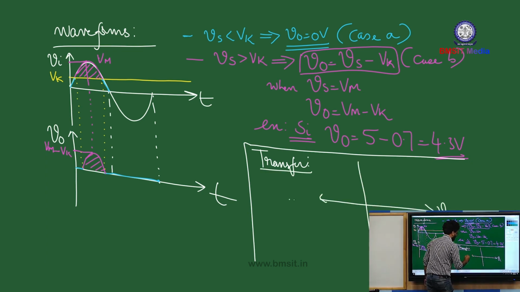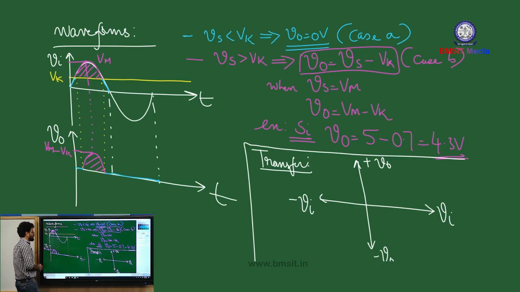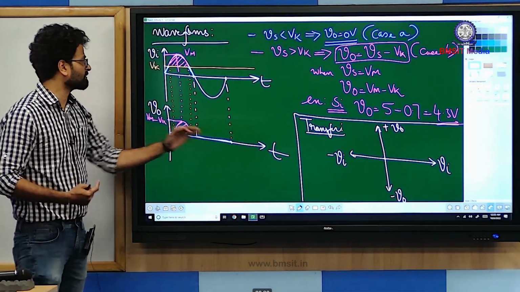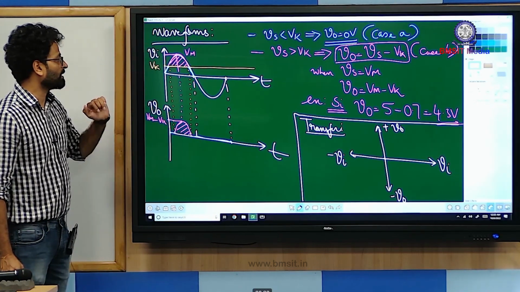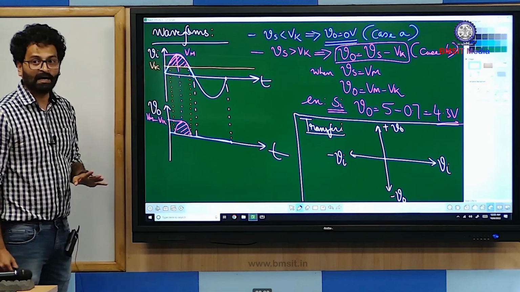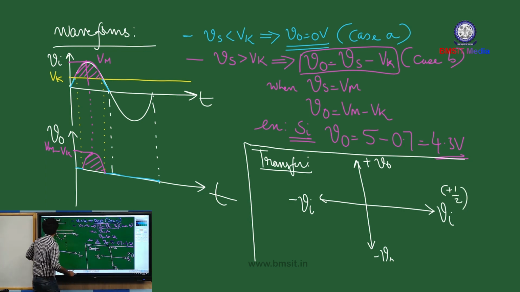Plus Vi, minus Vi, plus V naught, minus V naught. See, you need not find out the slope every now and then. Basically, you can plot the transfer characteristics from your input-output waveform itself. In your waveform, you had seen that Vk is affecting the positive half cycle, right? So this is your positive half cycle of the input. You have to mark Vk along the positive half cycle.